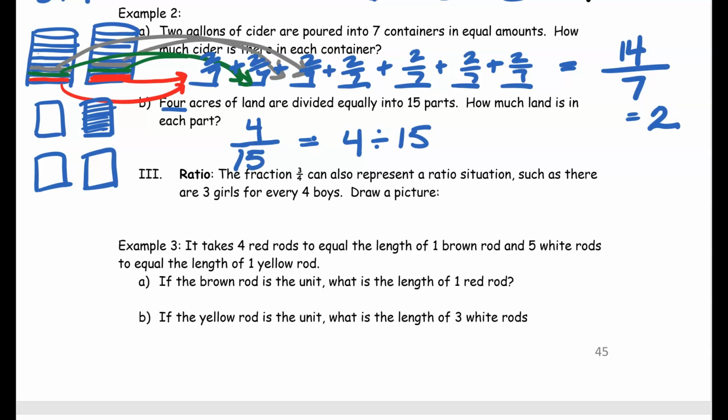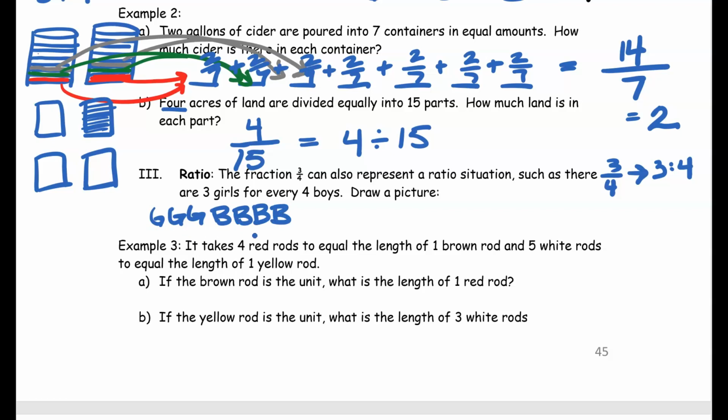The last meaning that we're going to talk about is a ratio. So the fraction 3/4, we're still sticking with the same fraction here, can also mean a ratio, like there are 3 girls to every 4 boys. And you can also write a ratio using the colon here. A picture that you could use to represent this might be 3 girls like this for every 4 boys. So that would be 7 kids total.